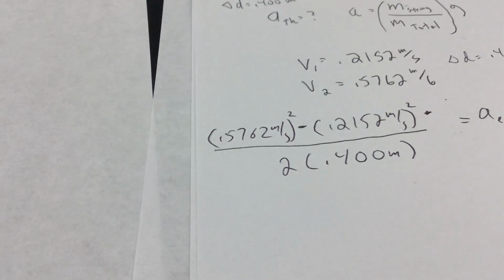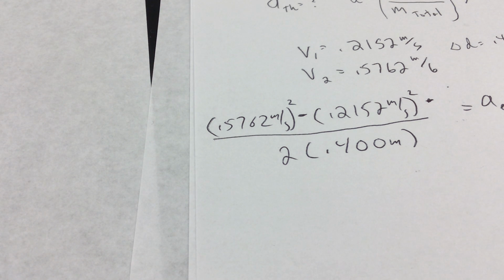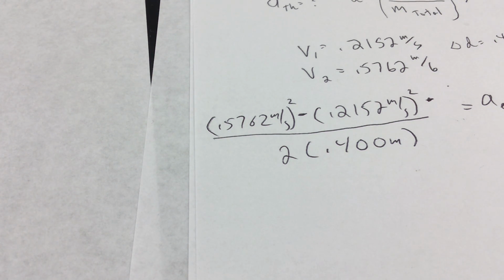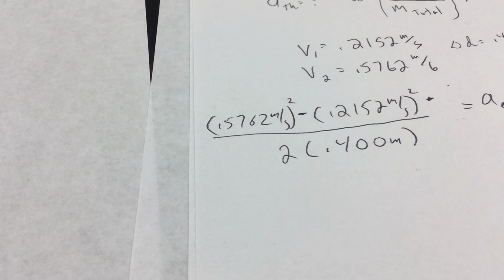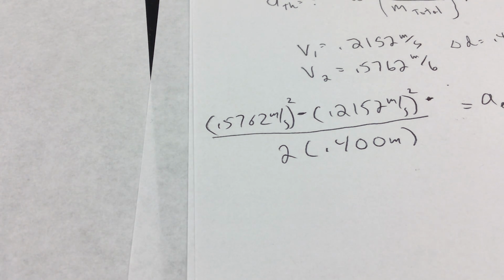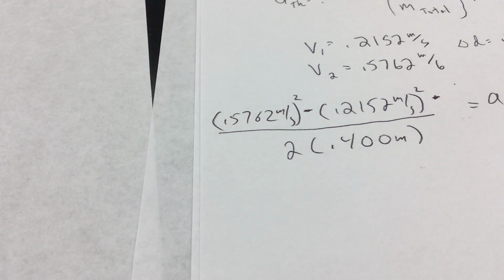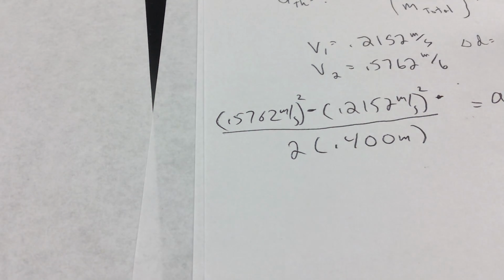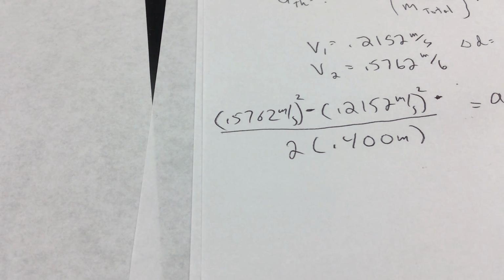So you can now take your calculator out and figure it out. I have a simple one, so I'm going to do it step by step. 0.5762, I'm going to square that. So I get 0.332 meters squared per second squared. And then I'm subtracting off 0.2152 squared. So that's 0.0463 meters squared per second squared. And then that's over 2 times 0.4, well, hopefully you know that's 0.8 meters.